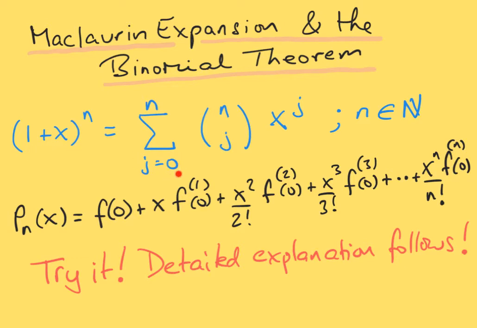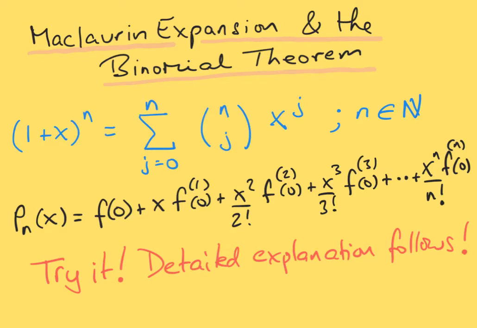the sum from j is 0 to j is n of x to the j multiplied by an integer coefficient of n choose j, whose exact definition I hope you know, but if not, it is n factorial divided by j factorial and also divided by n minus j factorial. Okay, so that's the binomial theorem.